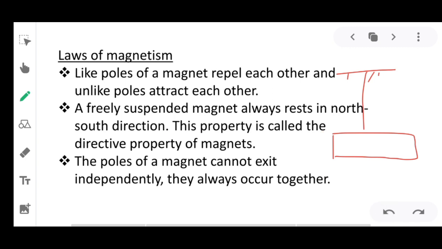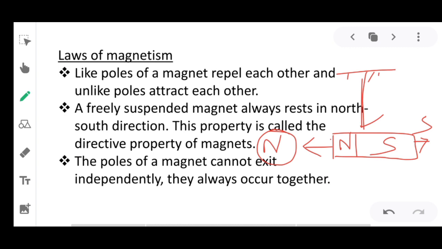Now if you suspend a piece of magnet like this, the end which points towards the geographical north pole is known as the north pole of the magnet. Like that, the end which points towards the geographical south pole is known as the south pole of the magnet.